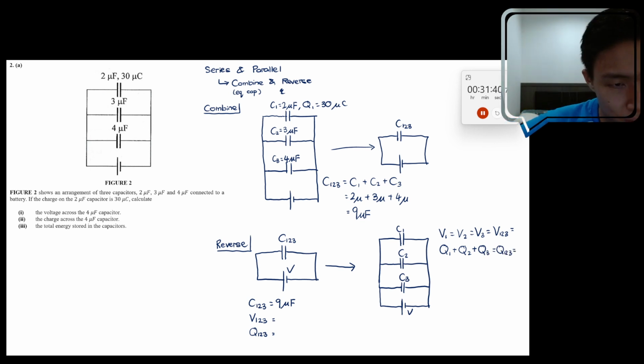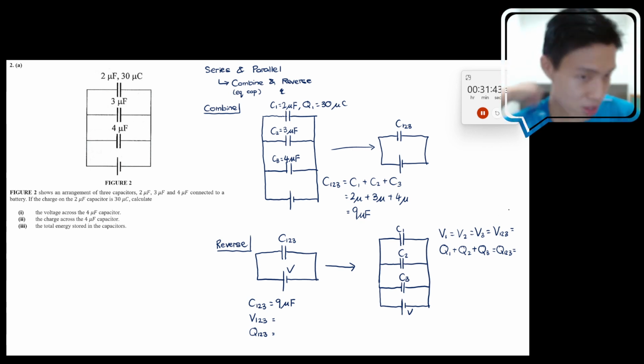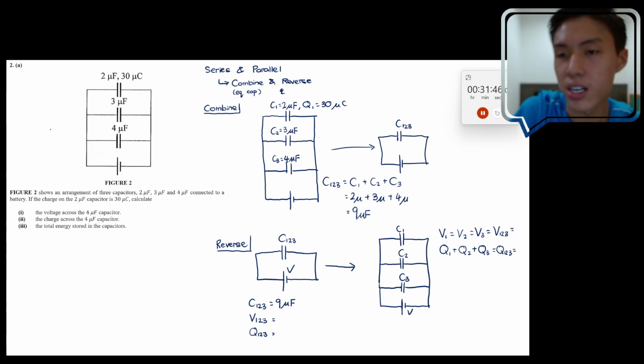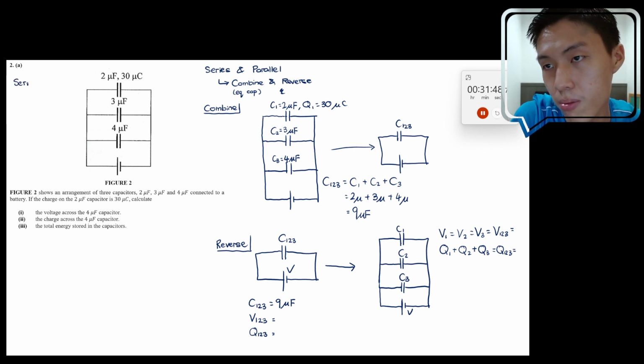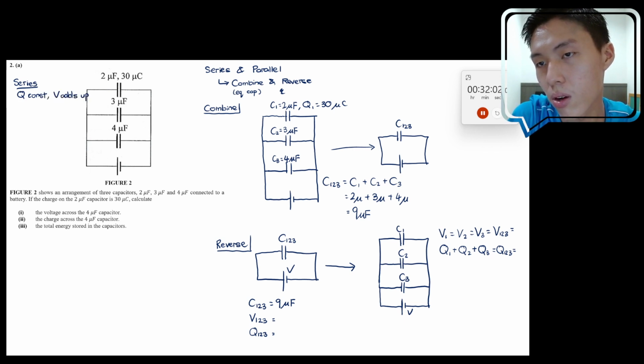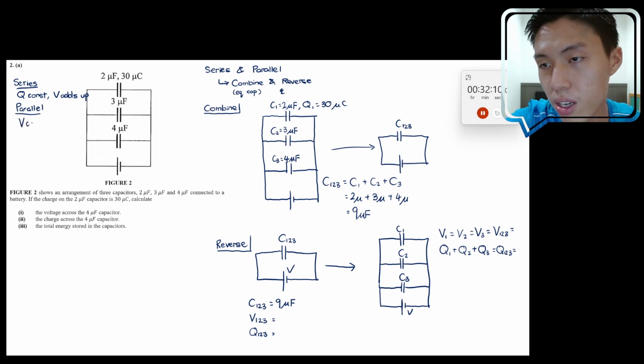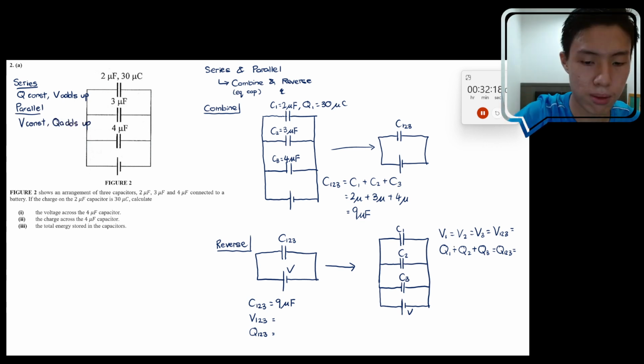Okay, I'm not sure whether you have the background for this or not, but if it's a series circuit, Q is constant, whereas the V adds up. If it's capacitors connected in parallel, the V will be constant instead, and then the Q will add up. So that's what I mean over here.